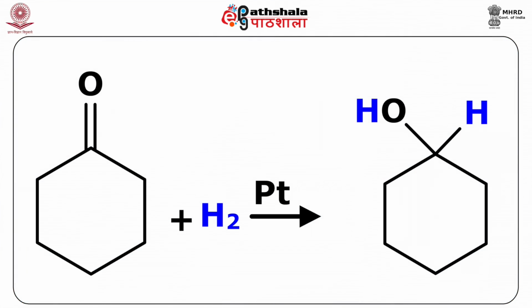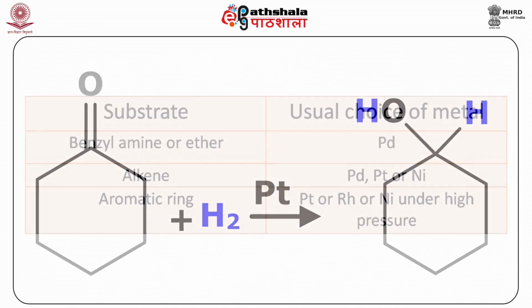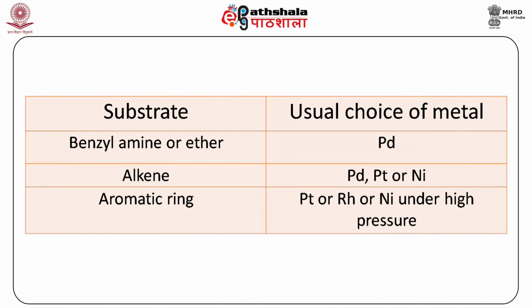One example you can see here: cyclohexanone with hydrogen in the presence of platinum is getting reduced to cyclohexanol. On the contrary, hydrogenation can also work with nickel, rhodium or ruthenium. So, depending upon the substrate, the usual choice of metal that you have to pick is as shown here. For benzylamine or ethers we prefer palladium, with alkenes we can take palladium, platinum or nickel, and for aromatic rings it is platinum or rhodium or nickel under high pressure.